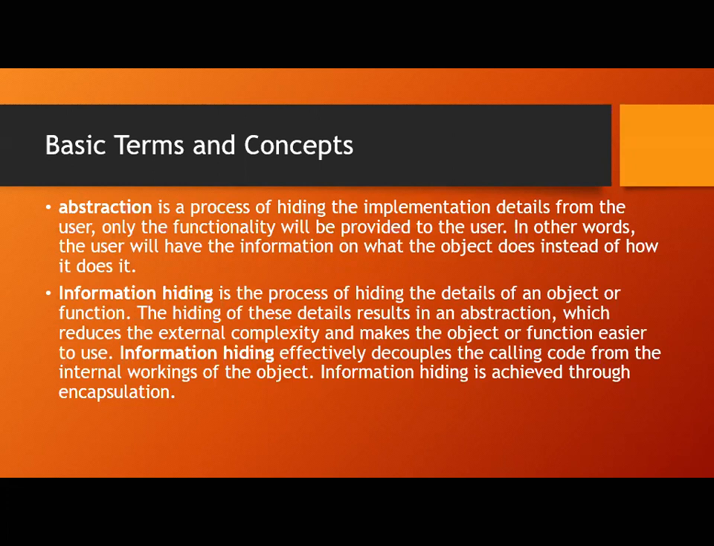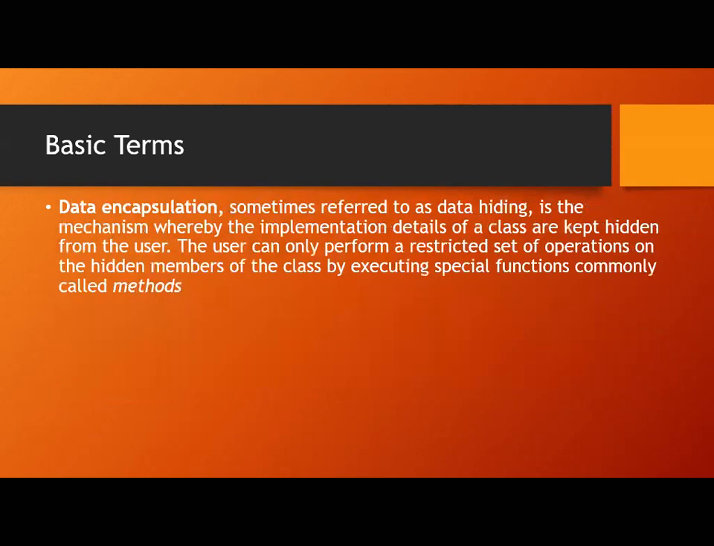All right, so we have information hiding and abstraction. Both of them are somewhat similar, but the main point here is that the implementation detail is hidden from the user. Now we have other concepts like encapsulation, and this is sometimes referred to as data hiding. It's basically a mechanism whereby the implementation detail of the class is kept hidden from the user. Now, the user can only perform a restricted amount of operations through encapsulation.